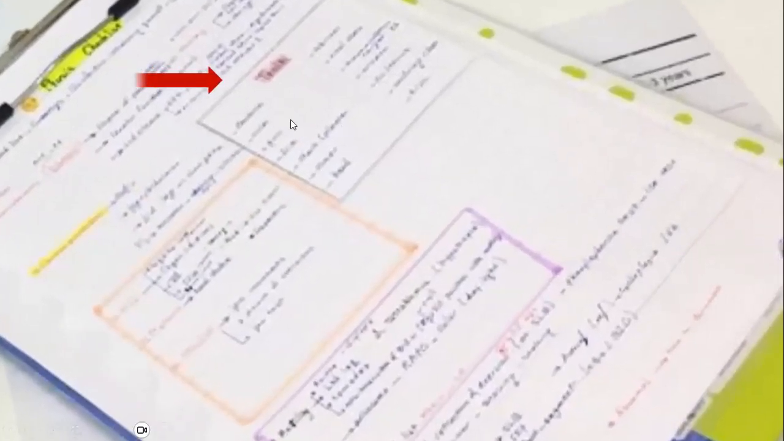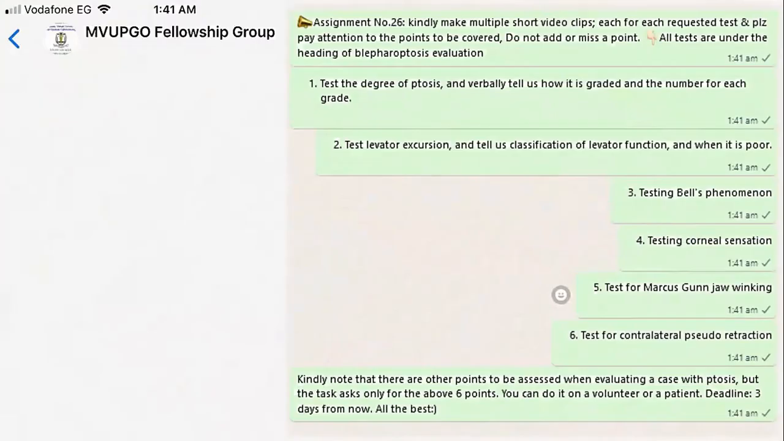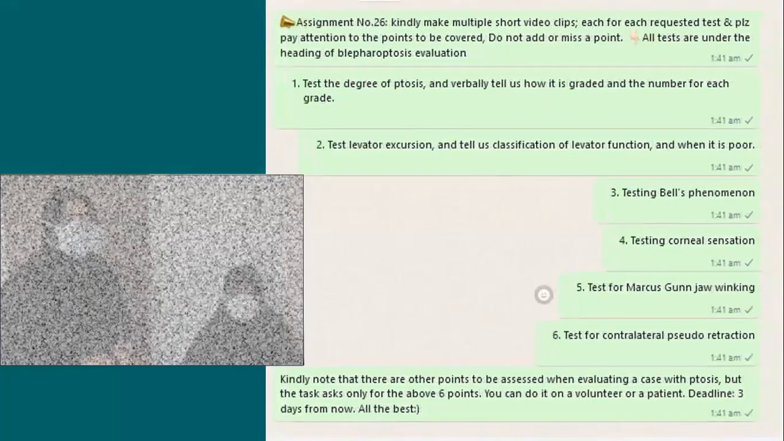And as you can see here, these are the tools, a small area here. I wrote down what the required tools are whenever I have a case of ptosis. Those who have been following me over the last 2 years know I used to give assignments to candidates. I usually ask them to video record themselves doing some of the clinical tests on a volunteer or a patient, for example, ptosis evaluation, and then they send their video.